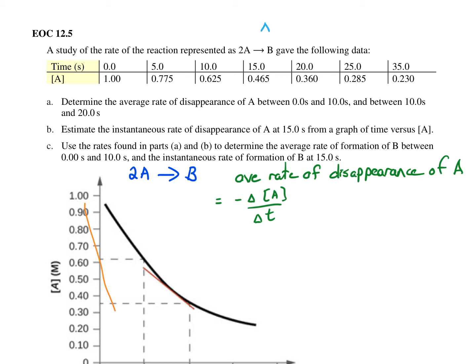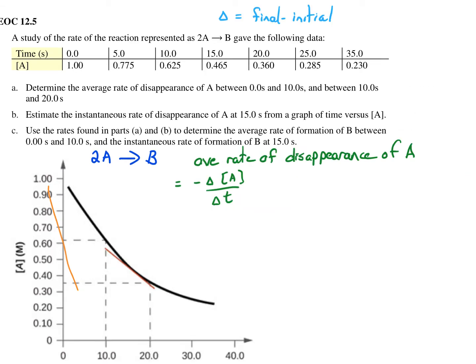Remember that our delta is always going to be final minus initial. Rates of reaction are to be given as positive values. Since we're dealing with a reactant, we're going to have a negative sign here.